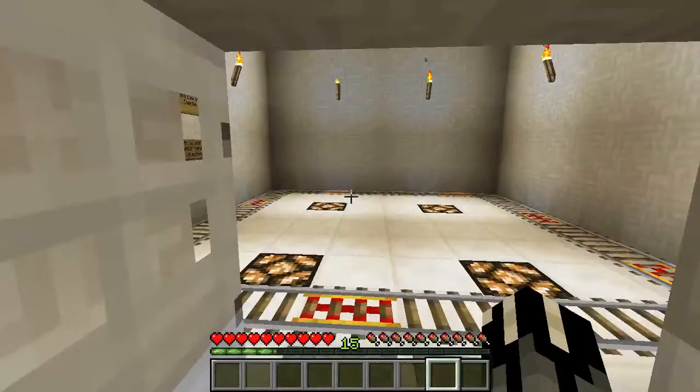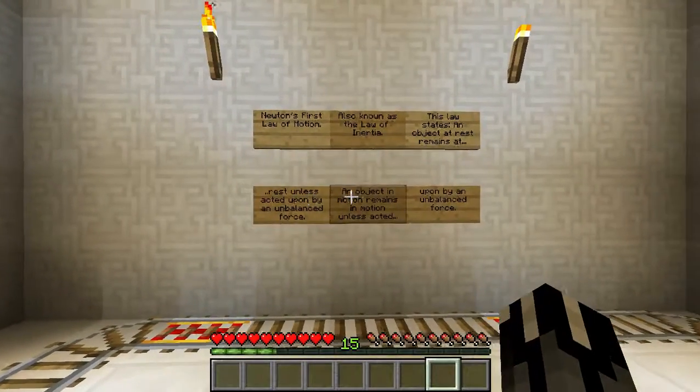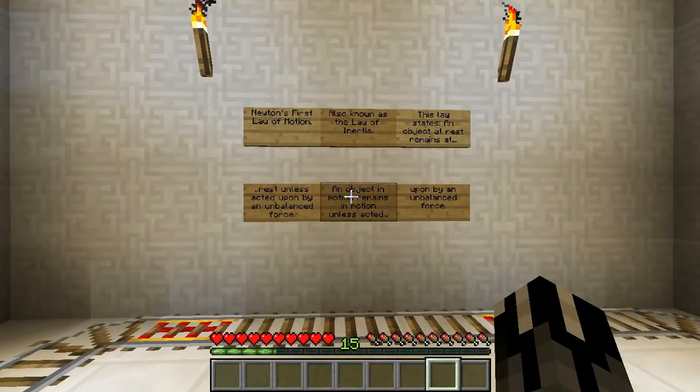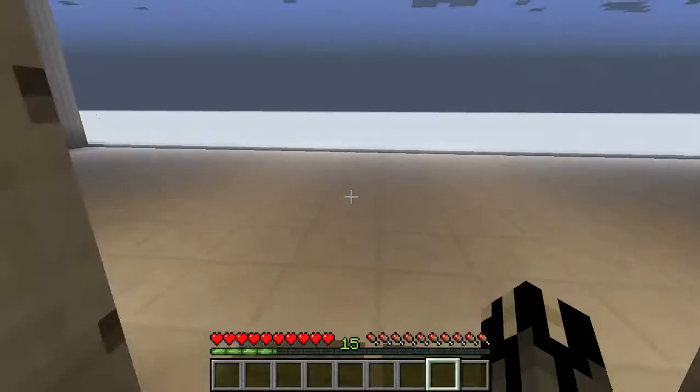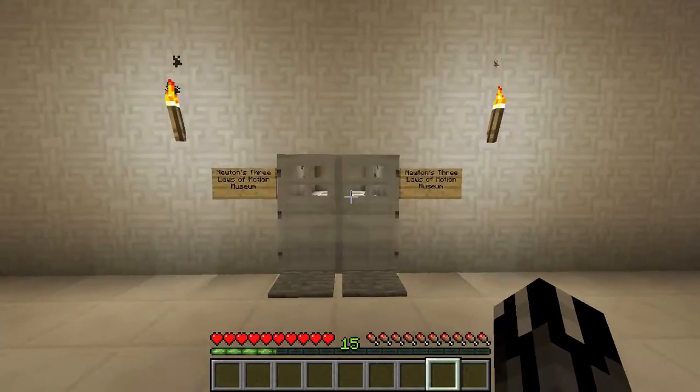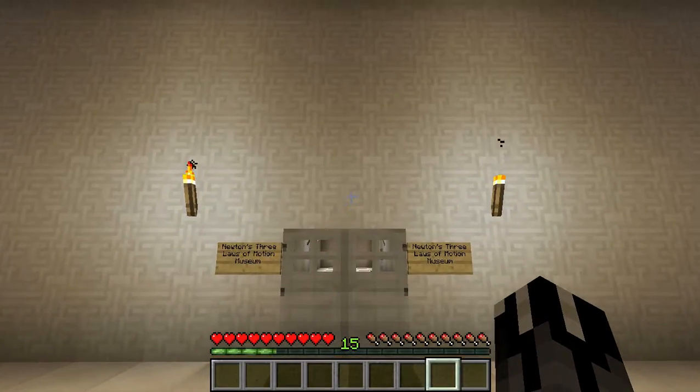Newton's first law is also known as the law of inertia. An object at rest remains at rest, an object in motion remains in motion. So this has been Newton's Three Laws of Motion Museum.